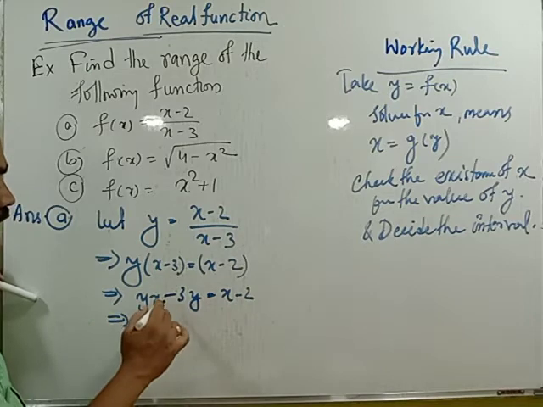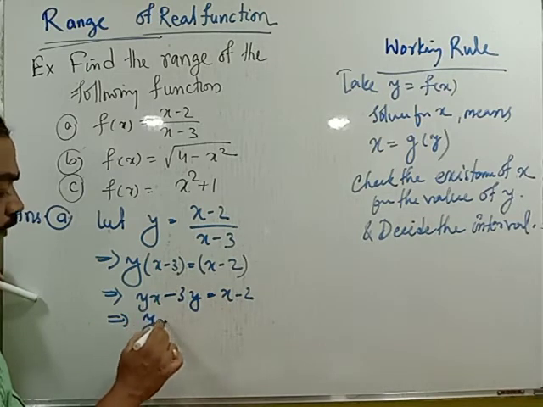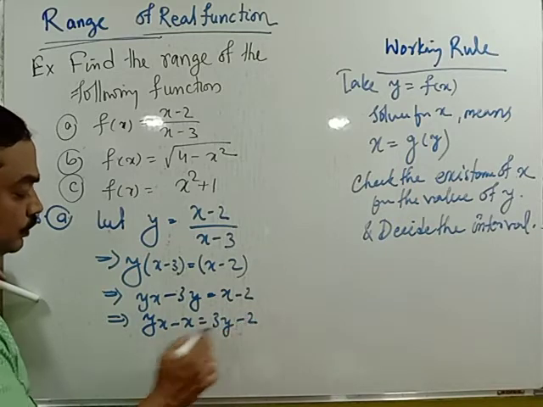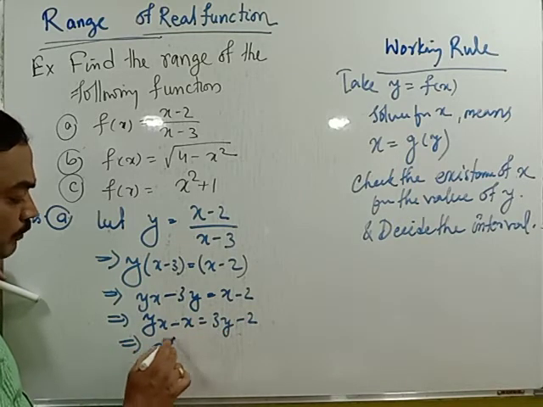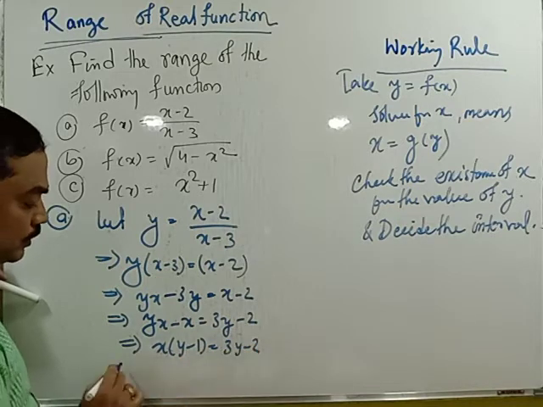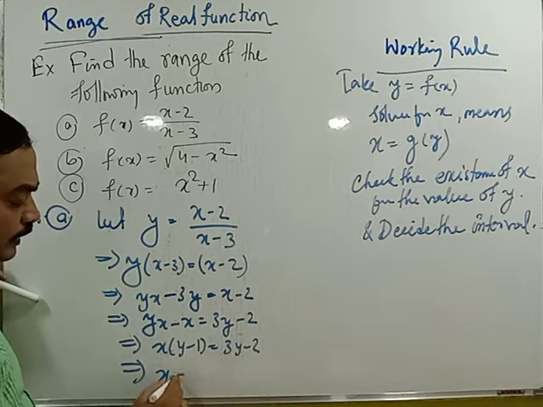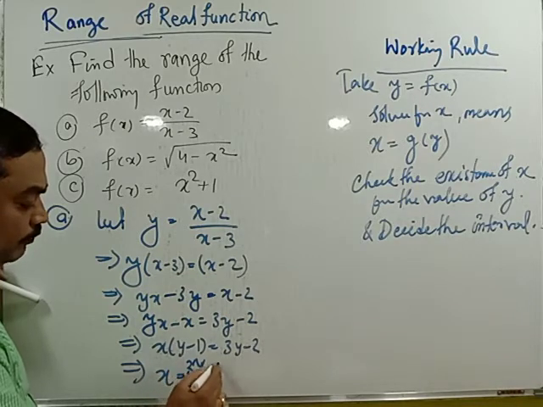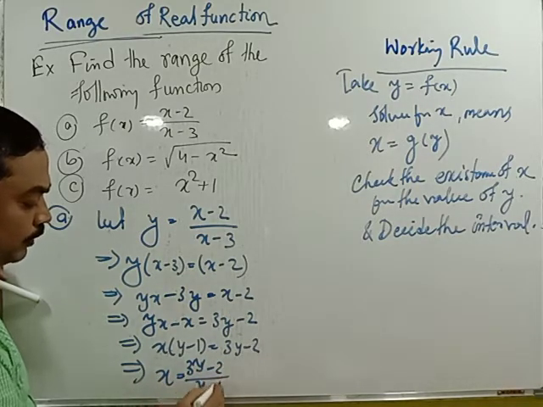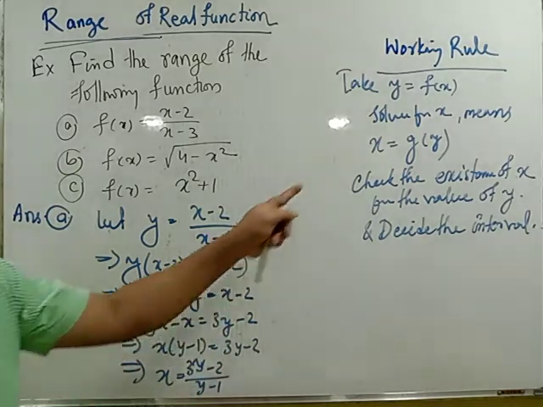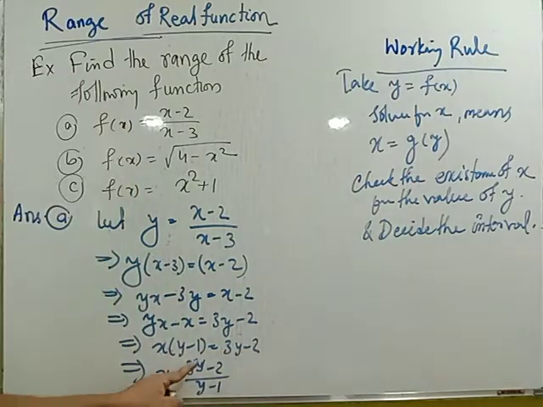All x on one side and y on the other side. Yx minus x is 3y minus 2. Taking x common, x times y minus 1 is 3y minus 2. That implies x is equal to 3y minus 2 upon y minus 1. Now you have done x is equal to g of y. This is the g of y.